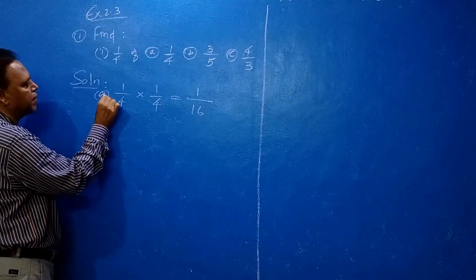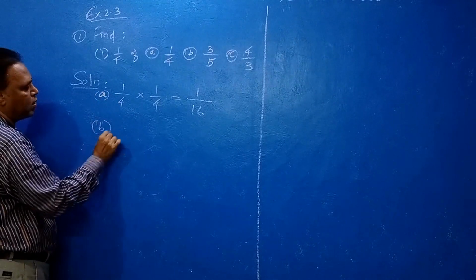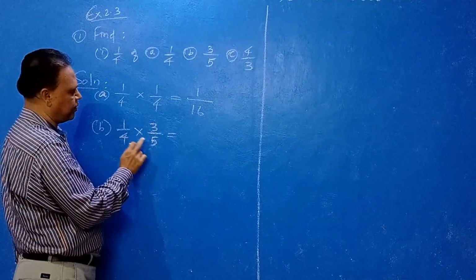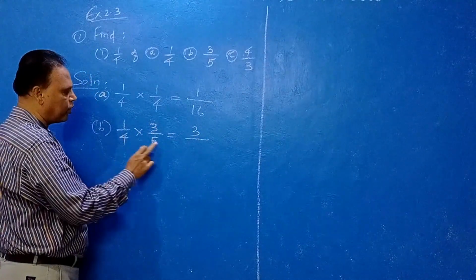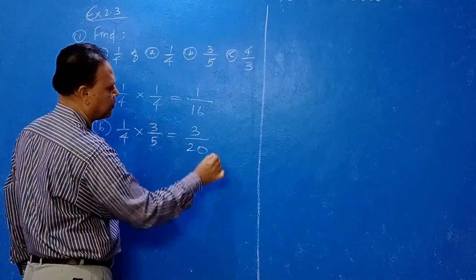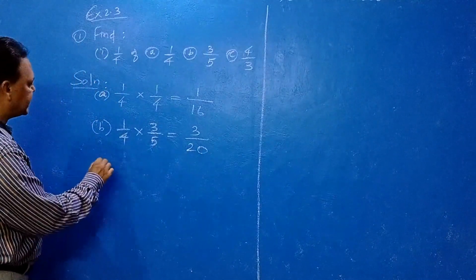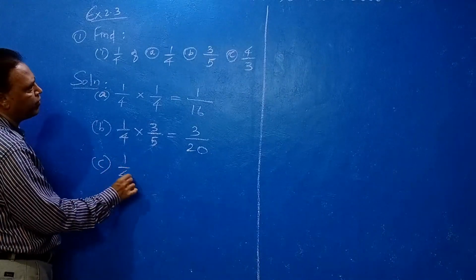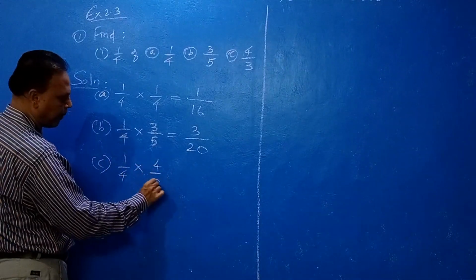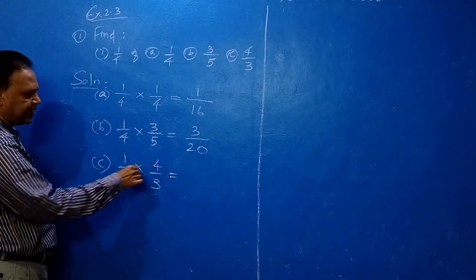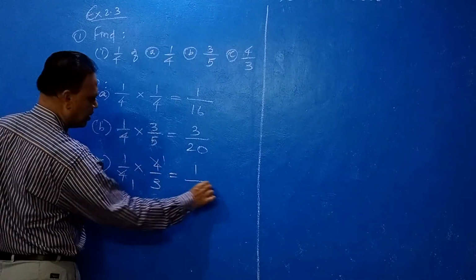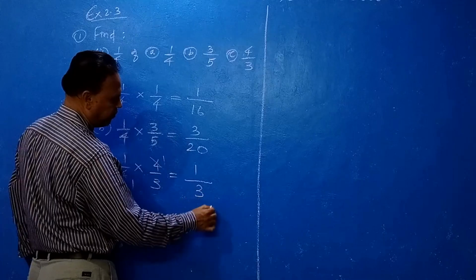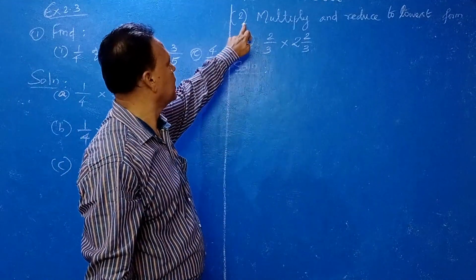Then B, 1 by 4 into 3 by 5. Numerator into numerator, that is 1 into 3, 3. 4 into 5, 20. Next we will see 1 by 4 into 4 by 3. Here you see the same number in the numerator and denominator, so cancel it. 1 into 1, 1. 1 into 3, 3.